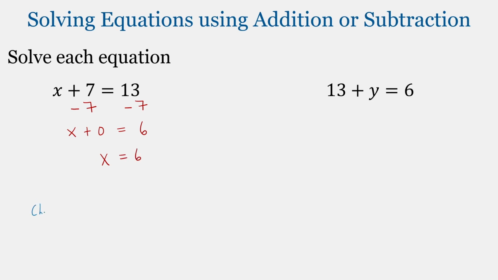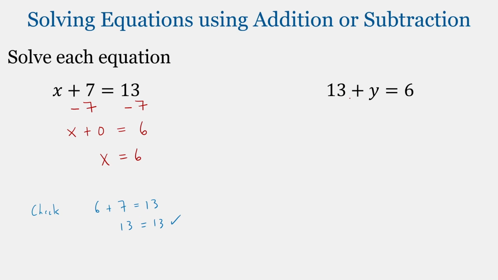To check our answer, we'll plug that x equal to 6 value back into the original equation. That's going to give us 6 plus 7 equal to 13. 6 plus 7 is 13, so we have 13 equal to 13. And that is correct.